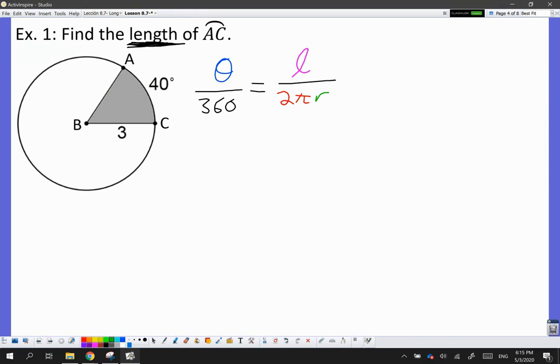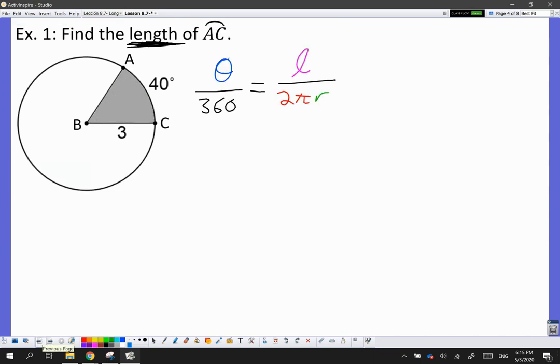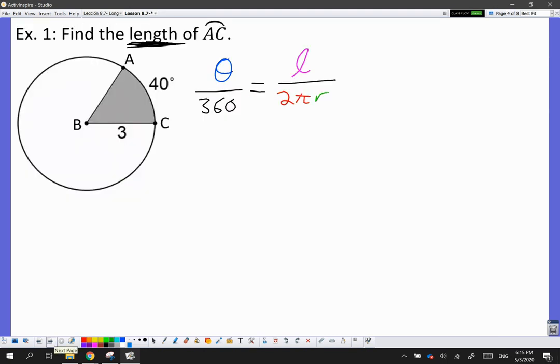That's another thing that I want to point out too. If they're asking you for the length, make sure that over here you have 2 pi r, which is the circumference. In contrast, if they're asking you for the shaded sector or the area of a sector, then you're going to need to put pi r squared instead. Keep an eye out for that.